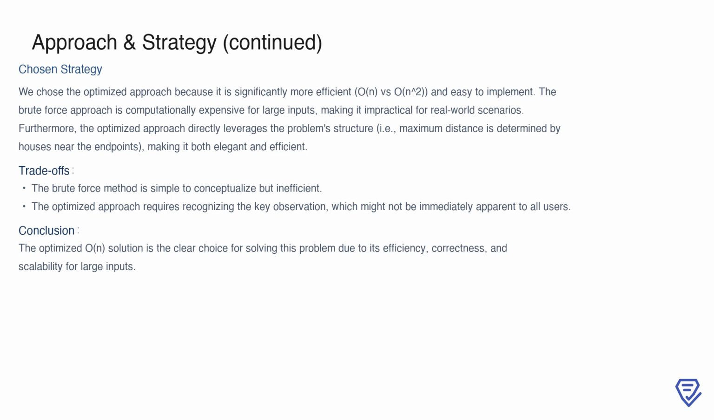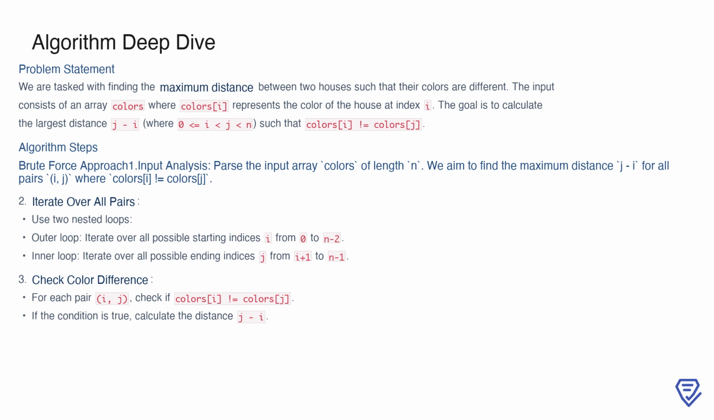In this problem, we need to determine the maximum distance between two houses in an array, where the colors of these two houses are different. The input is an array called colors, where each element represents the color of a house. The goal is to find two indices i and j, such that colors[i] is not equal to colors[j], and the distance j - i is maximized.